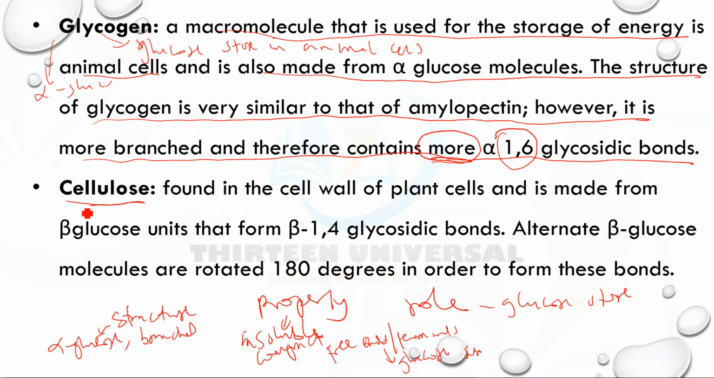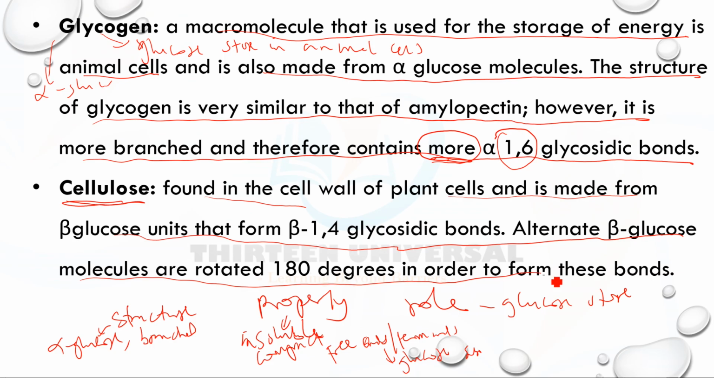This is another very important polysaccharide called cellulose. It's found in the cell wall of plant cells and is made up of beta glucose subunits that form 1,4 glucose bonds. Alternate beta glucose molecules are rotated by 180 degrees in order to form these bonds. Very important. So if you discuss cellulose now, if I ask what's the role of cellulose, you can say that cellulose is a structural polysaccharide.